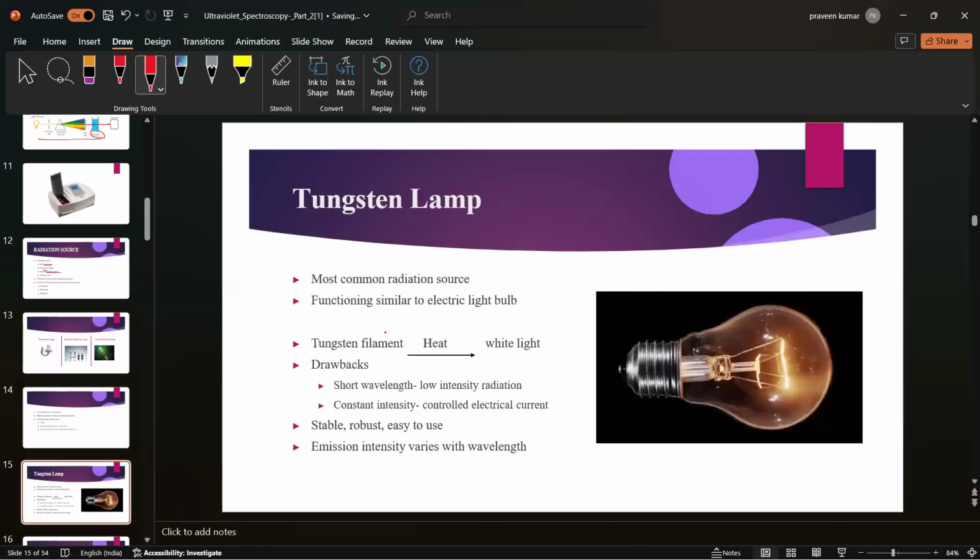The tungsten lamp is mainly used only for visible radiation. It is similar to the functioning of an electrical light bulb. Here it consists of a tungsten filament. This is the filament, guys, which when heated emits white light. It emits longer wavelengths of low intensity and constant intensity. If you increase the electrical load on this bulb, the intensity of the emitted radiation also increases.